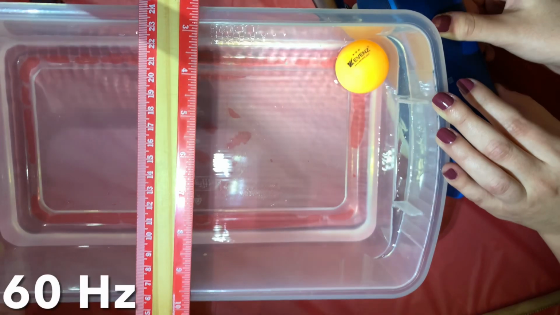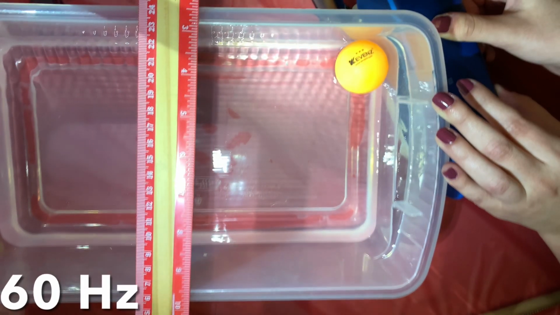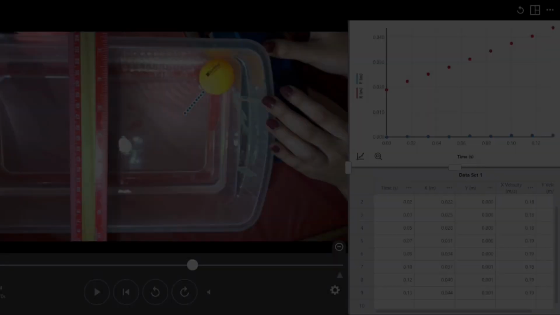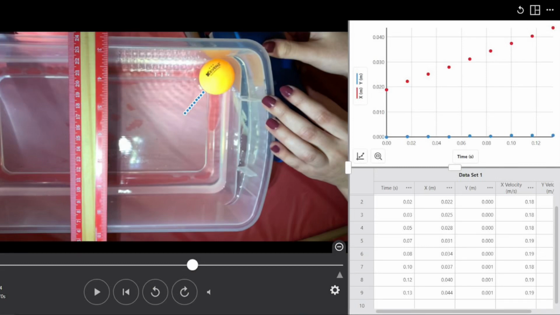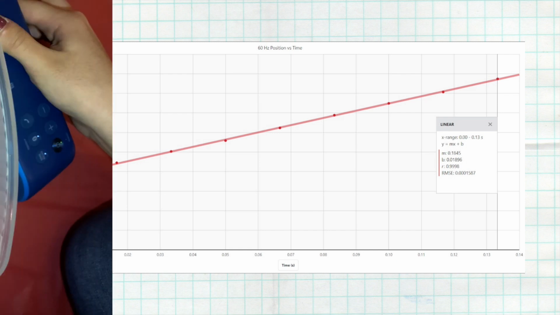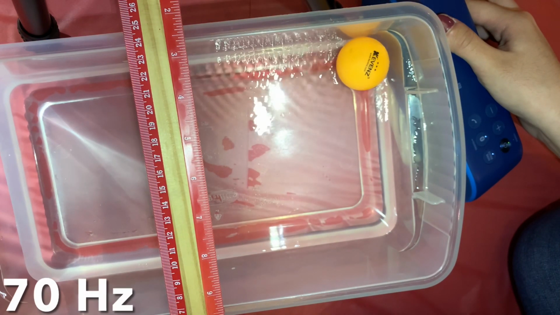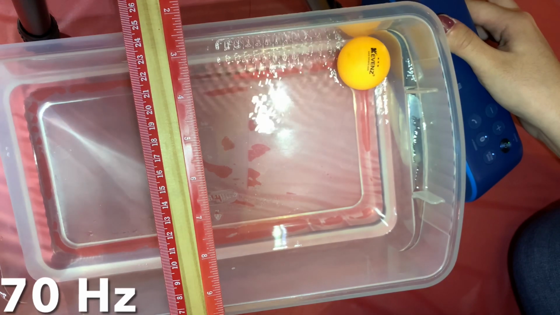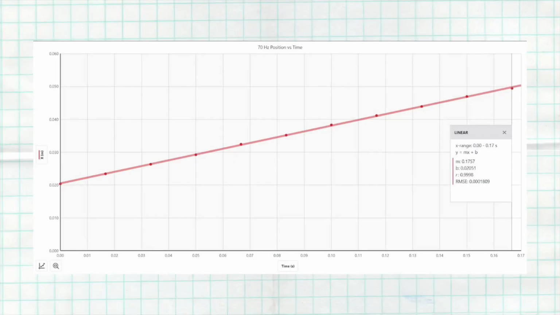The first trial with the sound frequency of 60 Hz was performed, videotaped, and uploaded into video analysis. The points for all the trials were plotted by following a visible wave expanding from the ping pong ball due to the sound waves from the speaker until it couldn't clearly be seen. The position versus time graph further showcases the wave's expanding distance away from the ping pong ball origin.